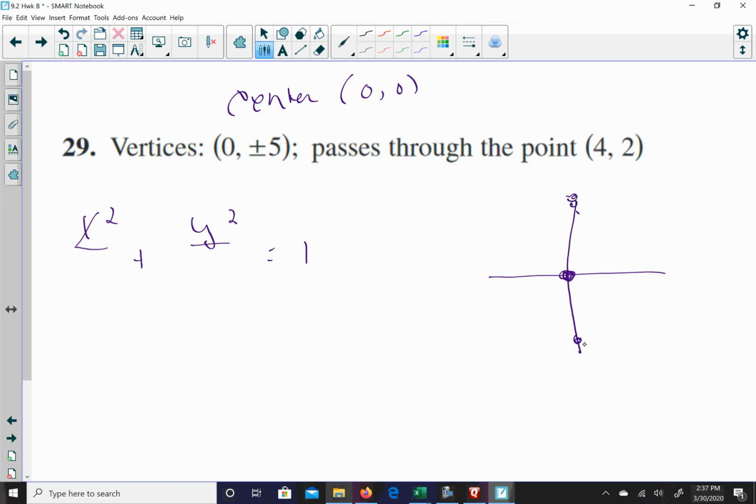If they give me these as my vertices, that means that this has to be my a, which is 5. So this will be 5 squared. This b squared, I don't know. So right now I have x squared over b squared plus y squared over 25 is equal to 1. I don't have a foci, so I can't find my c, and I'm looking for b.